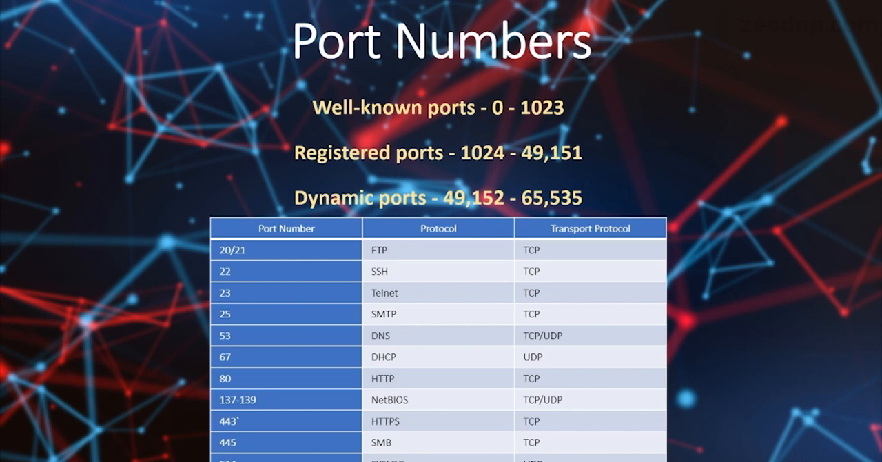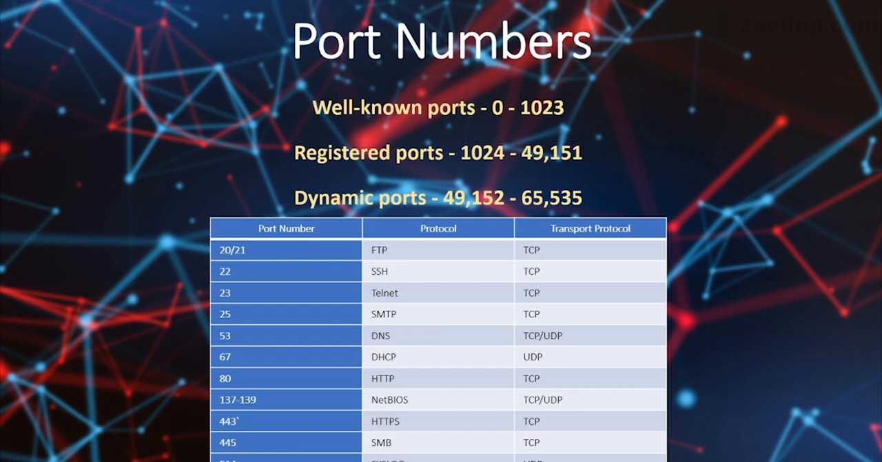What are well-known ports? They range from 0 to 1023. These are the ports that are provided to particular services. As you can see here in the image, all these ports are well-known ports that are provided to particular protocols. Then there are registered ports that range from 1024 to 49,151, and then we have dynamic ports that range from 49,152 to 65,535. Registered ports are used by our system to initiate a connection between the client and the server.